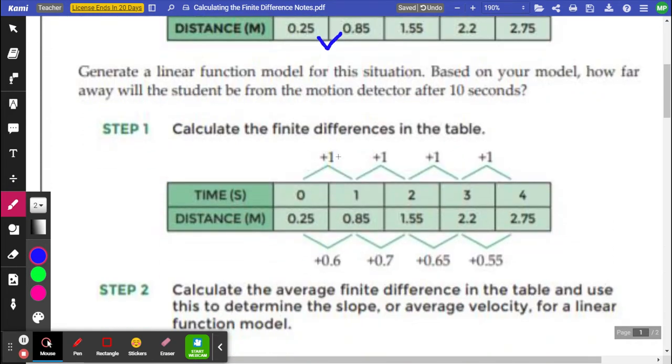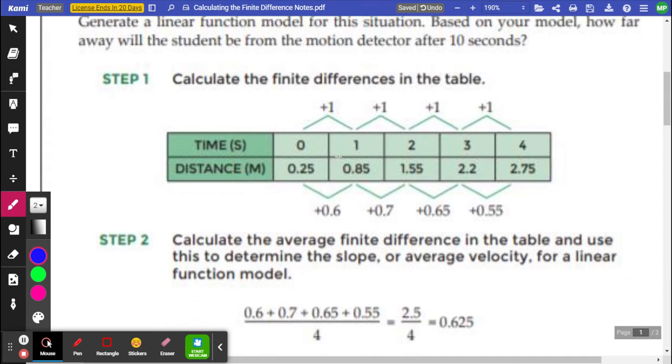It's called finite differences. So on this, since they're not all accurate, what we're going to do, put your phones up, is we're going to go down the table and we're going to subtract it, and then we're going to find the average rate of change. Okay? So you do the second minus the first, second minus the first, the back minus the front. Okay, just like this. So when we did that, you got 0.6, 0.7, 0.65, and 0.55.